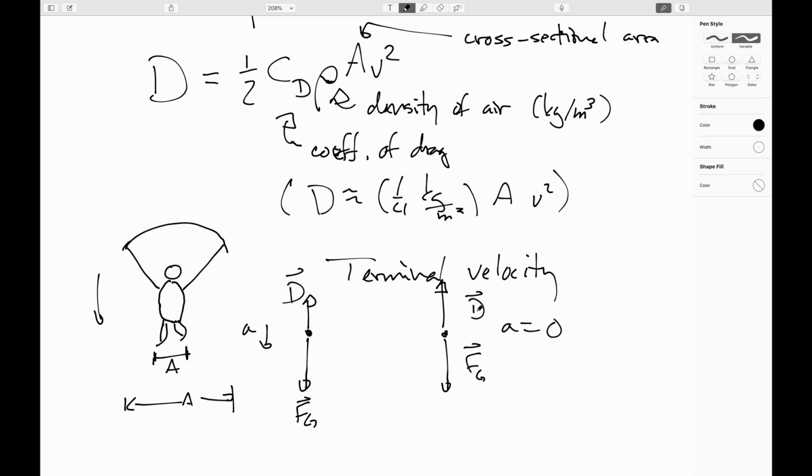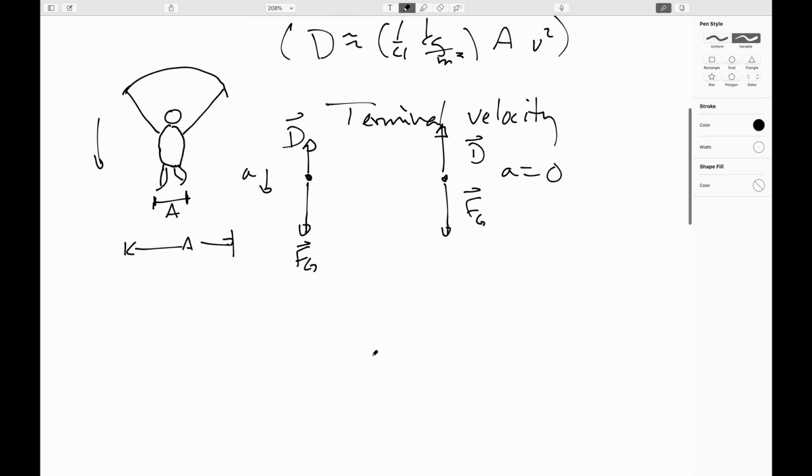You can have the force of drag be bigger than gravity, and you accelerate upward, which means that you'll be going down, but slowing down. So if you're going slower than this point where the forces balance, you'll speed up until you do. If you're going faster than this point where the forces balance, you'll slow down until you do.